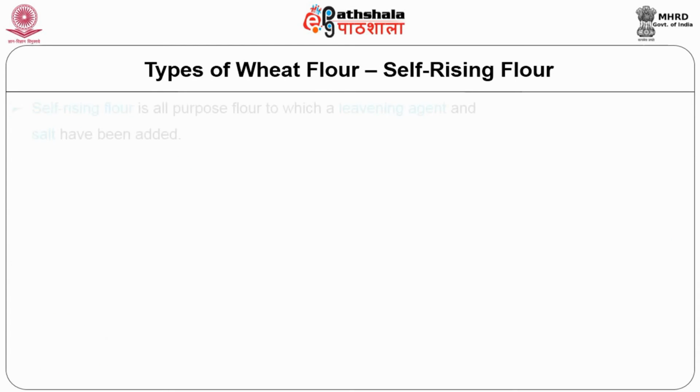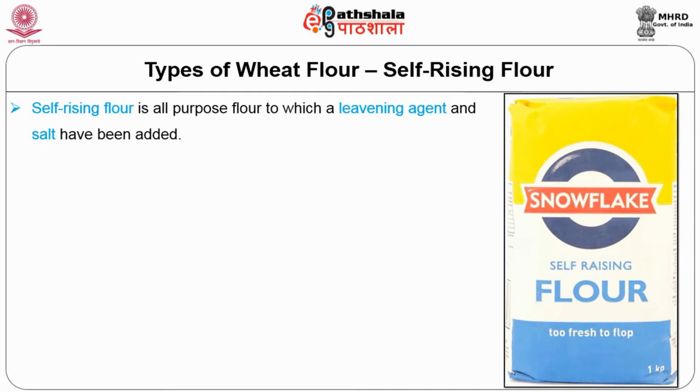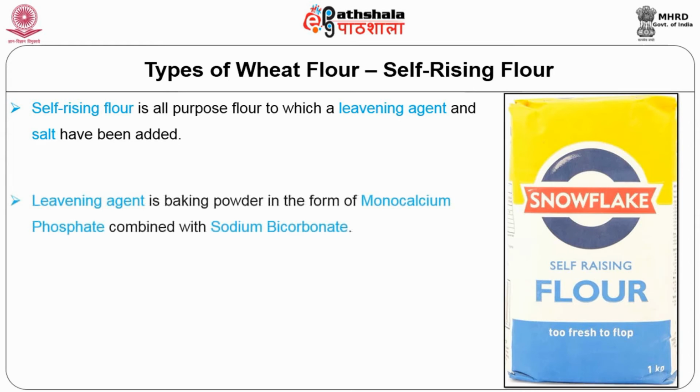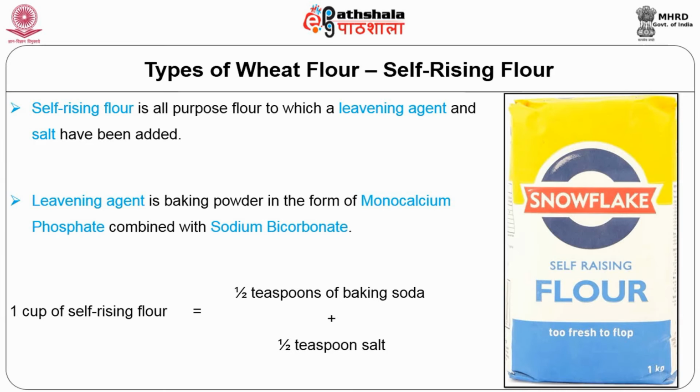Self-rising flour is all purpose flour to which a leavening agent and salt have been added. The leavening agent is baking powder, in the form of monocalcium phosphate, an acid salt, combined with sodium bicarbonate, which is baking soda. 1 cup of self-rising flour usually contains 1.5 teaspoons of baking powder and half a teaspoon of baking soda.